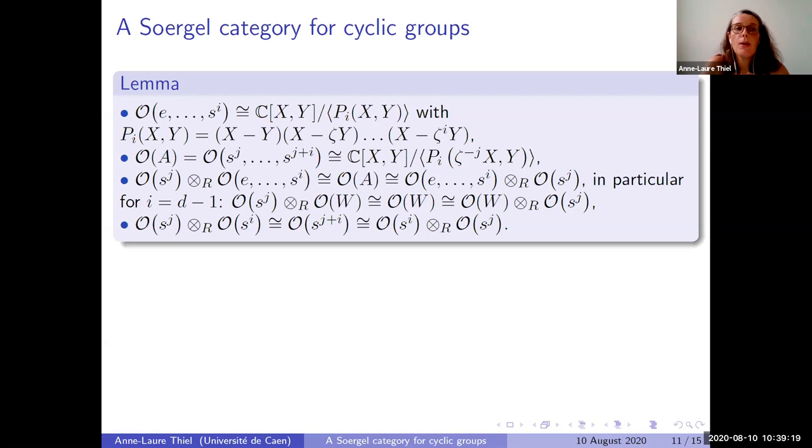And now if I take a slightly more complicated cyclically connected subset A, which is S to the J, and so on, till S to the J plus I, I simply quotient my polynomial ring by P_i(zeta to the minus J x, y). So we managed to understand completely combinatorially this ring of regular functions.